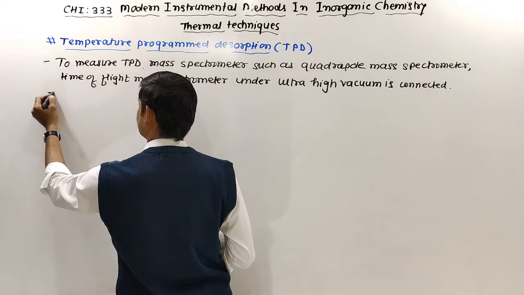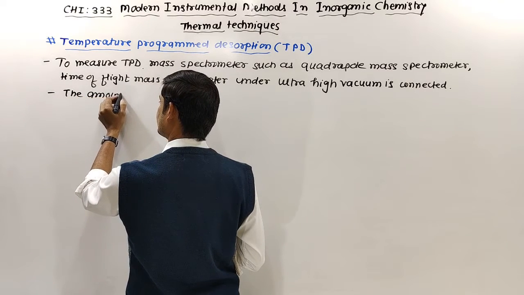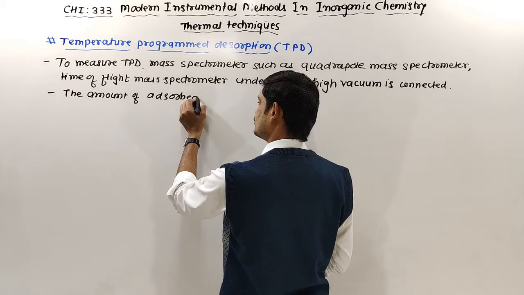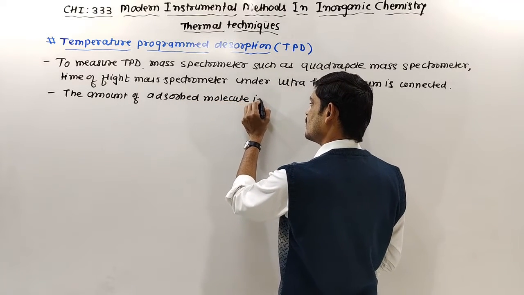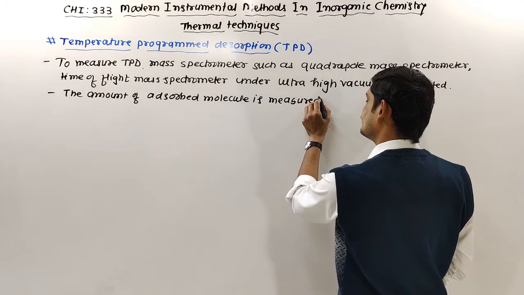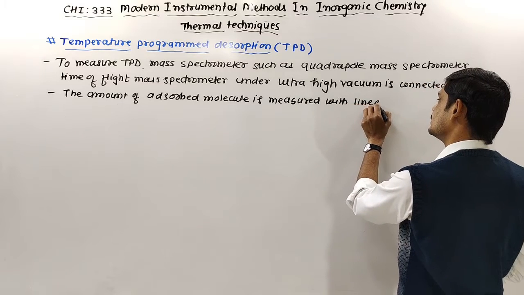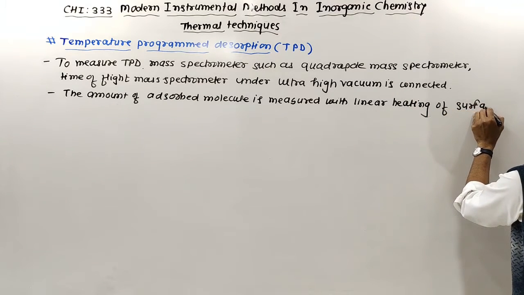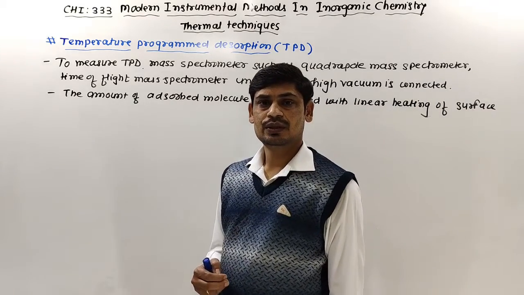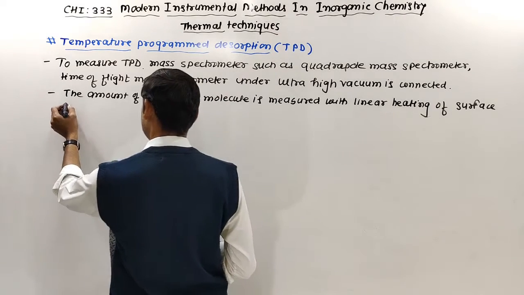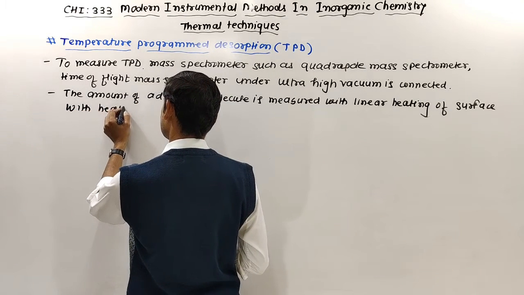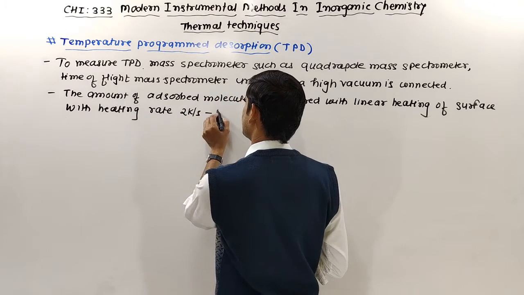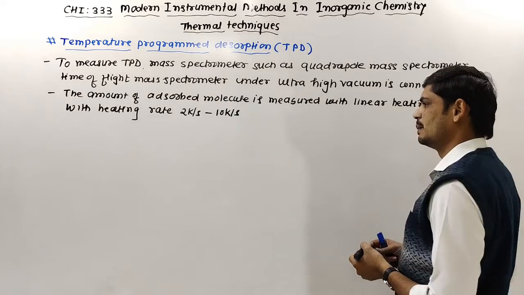The amount of adsorbed molecule is measured with a linear heating of the surface, with a heating rate of approximately 2 Kelvin to 10 Kelvin per second.